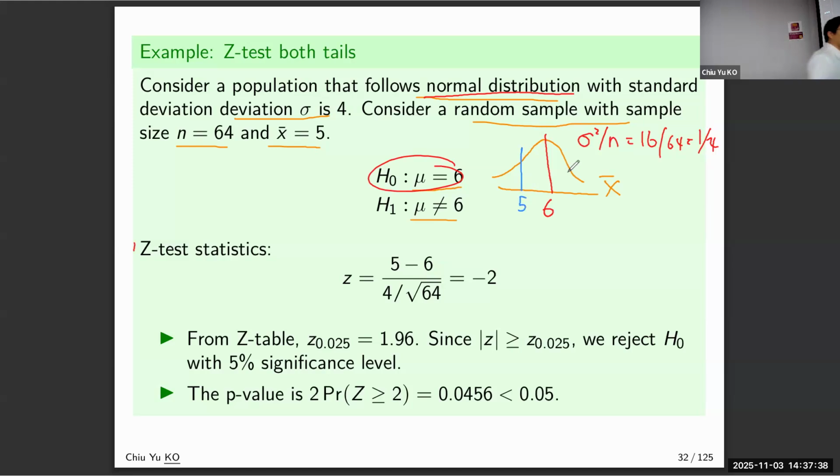And 5 is less than 6, right? Then you ask whether this 5 is different enough from 6, right? And remember our H1, the alternative, is not equal to 6, right? That means that we allow our type 1 error to be rejected on two sides, right? We use alpha over 2 here, right? Alpha is, in general, 5%. So you want 2.5% on both sides. If 5 is in this purple region, then that is far away enough from 6, then you reject, right?